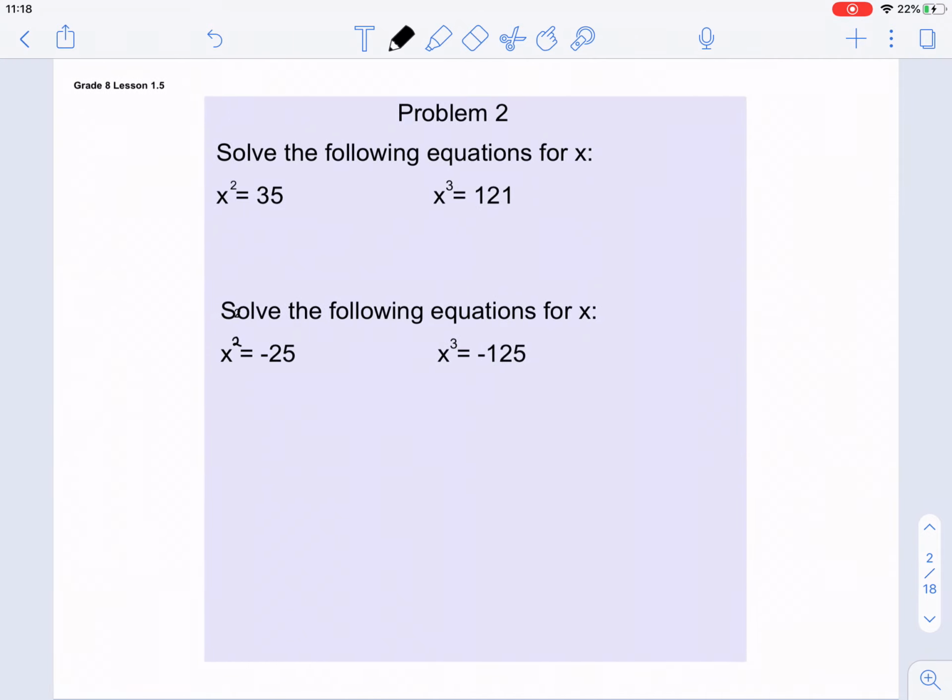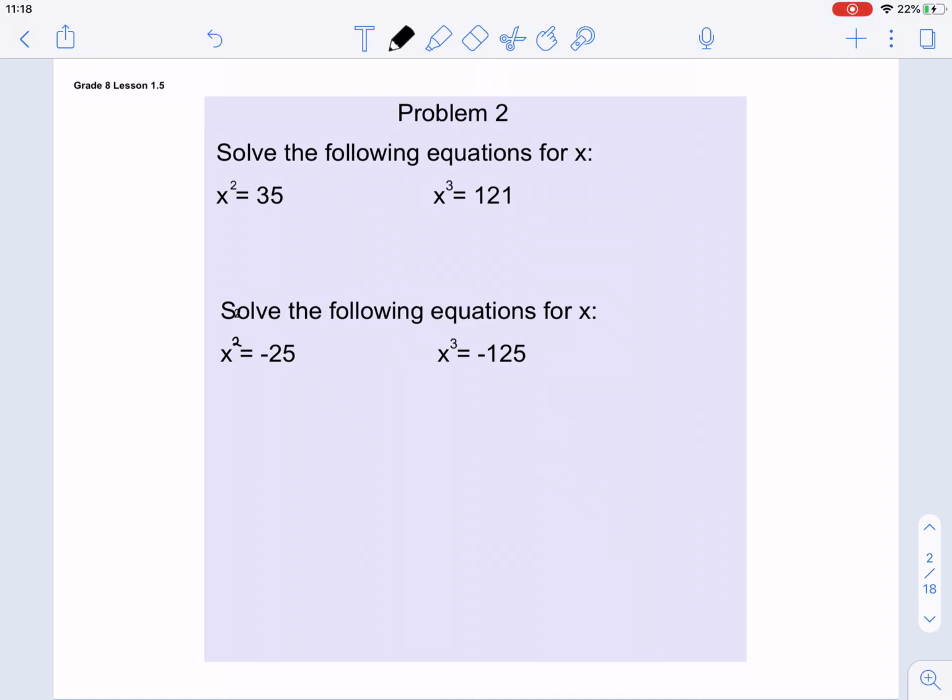Problem 2. We're going to look at the top part and then we'll look at the bottom half. Solve the following equation for x. X squared equals 35 and x to the third power equals 121. Take a second to copy down the question. I'm going to solve each one of these problems separately.